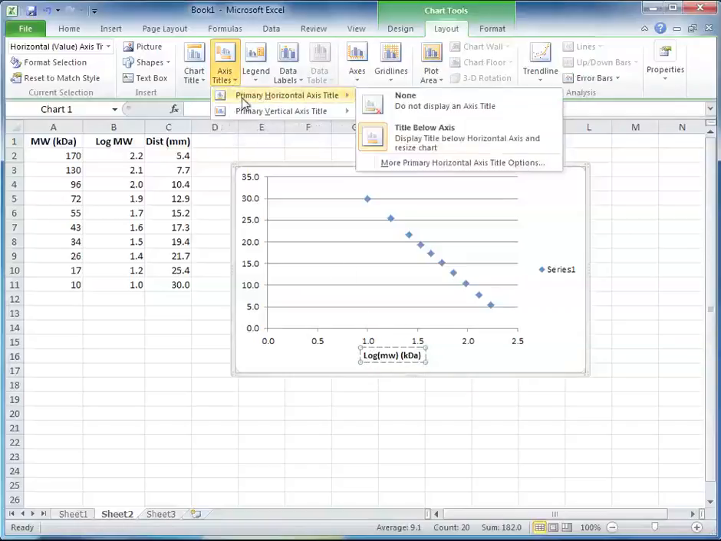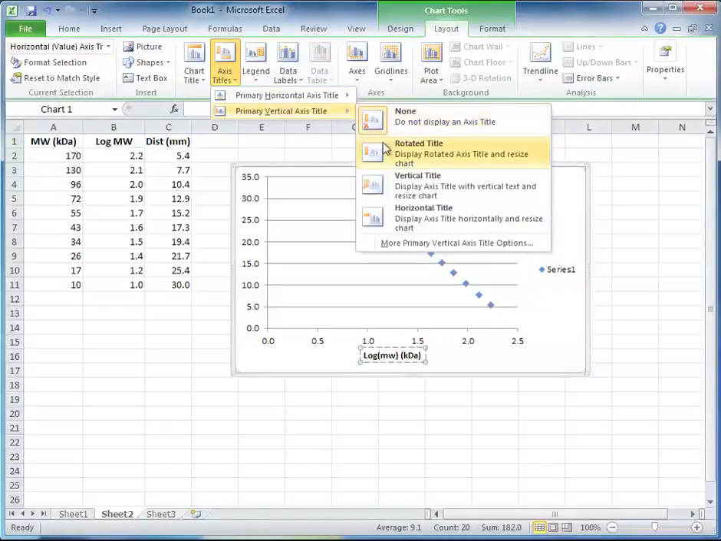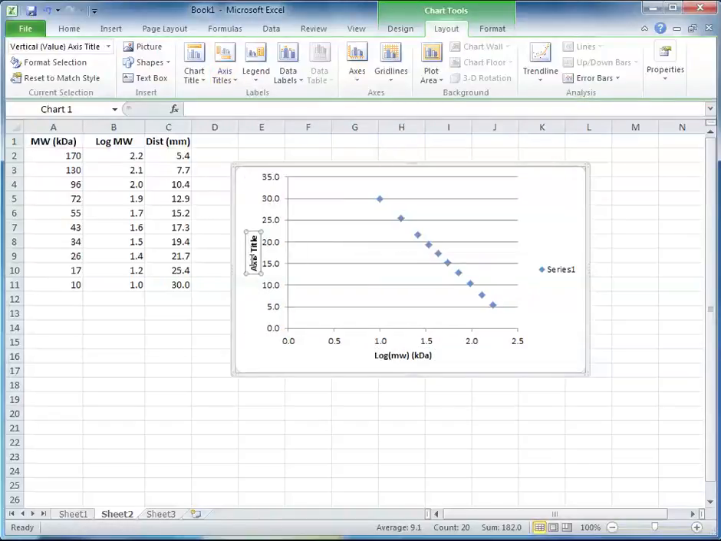Then we can come up here and go for the vertical axis title, and if we do that and we have the title displayed rotated, you can select on this and delete that. This is distance, in millimeters, we put in parentheses. So we always want to label our plot.